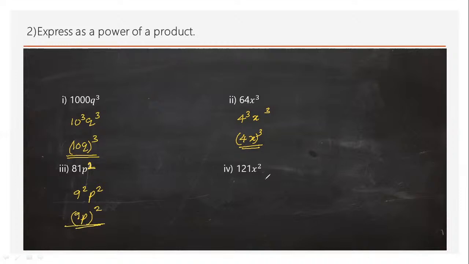121 x to the power 2. 121 we can write as 11 squared, x squared. So (11x) to the power 2 is the answer here.